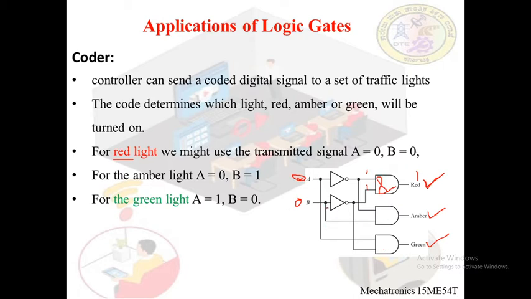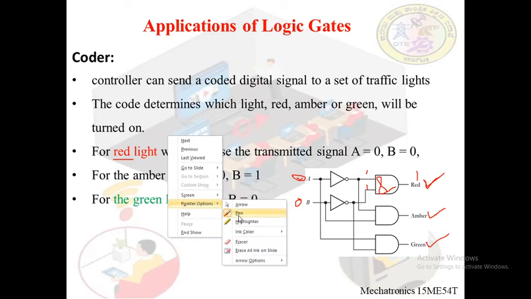Similarly, this 0 and 0 passes through these gates. Amber, 0 into 0 is again 0 only. This light doesn't glow. Again the same A and B come to the green AND gate, and here 0 into 0 is 0, so therefore the light will not glow.